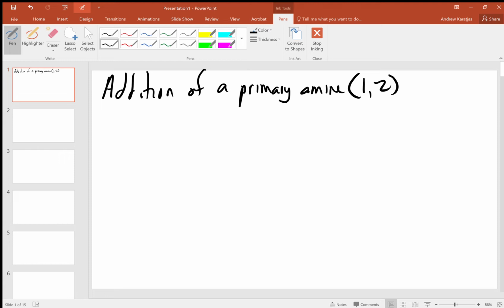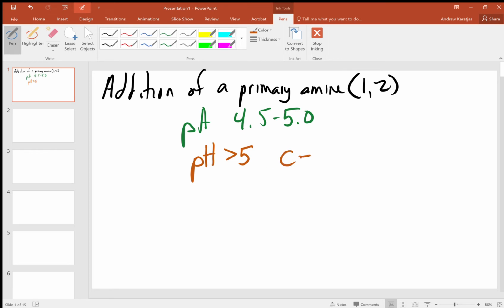Second thing you have to worry about in this reaction is that the pH is critical. Your pH in this reaction needs to be somewhere between 4.5 and about 5. Anywhere outside of that range runs the risk of the reaction not working. Turns out if your pH is too high, say greater than 5, then your carbonyl will not stay protonated.